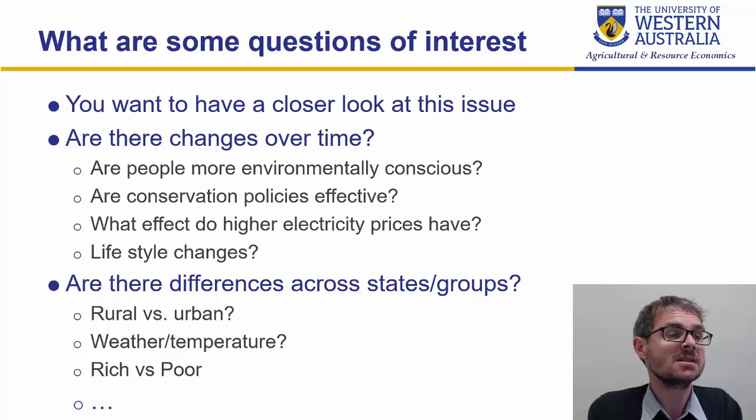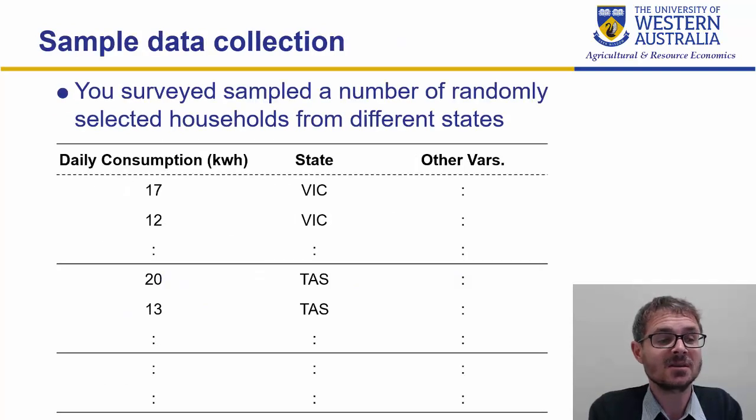Because we want to ask some questions, we would go out and collect some data, and you could see we might have sampled energy consumption. We would have some information on the state and a whole bunch of other characteristics. So our rows would be giving us each case, and our columns would be giving us our variables. So we would go out and collect this data.